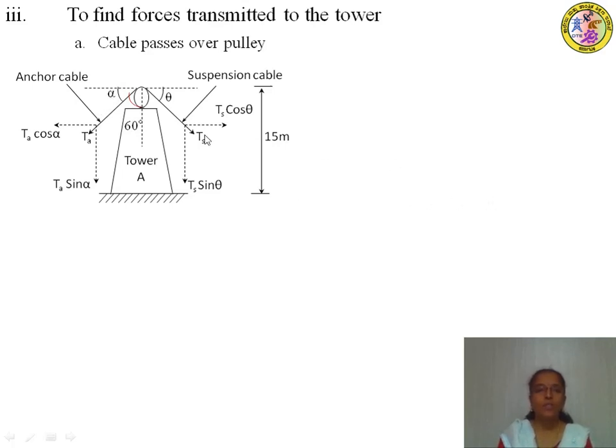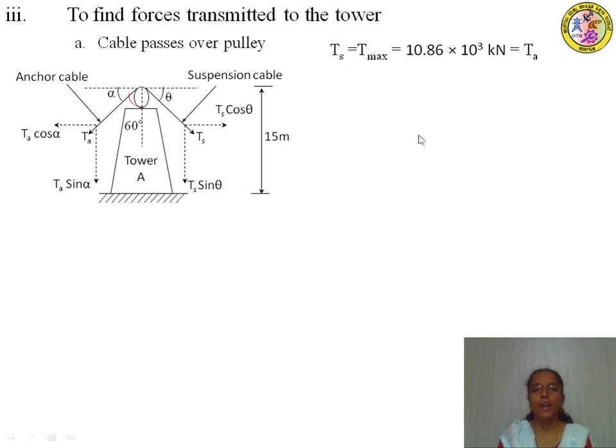Okay, so if you resolve it, Ts cos theta along x direction and Ts sin theta along y direction, Ta cos alpha along x direction and Ta sin alpha along y direction. So let us find the horizontal force H. Before that, since it is passing over a frictionless pulley, the tension in suspension cable will be equal to tension in anchor cable. That is, Ts is equal to T max, 10.86 into 10 power 3 kilonewton, that is equal to tension in the anchor cable.